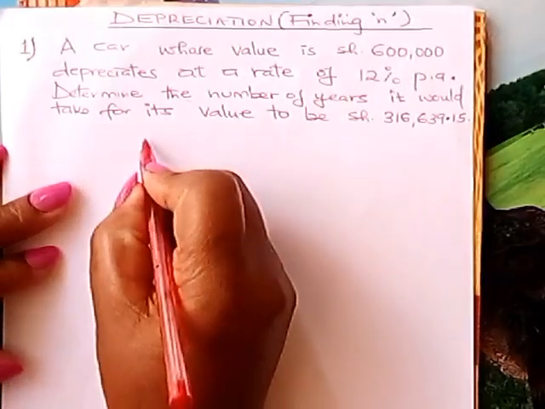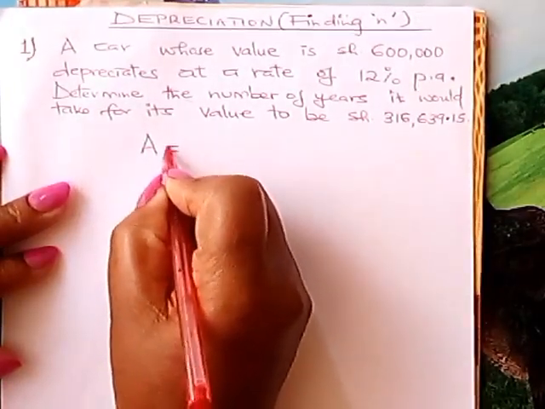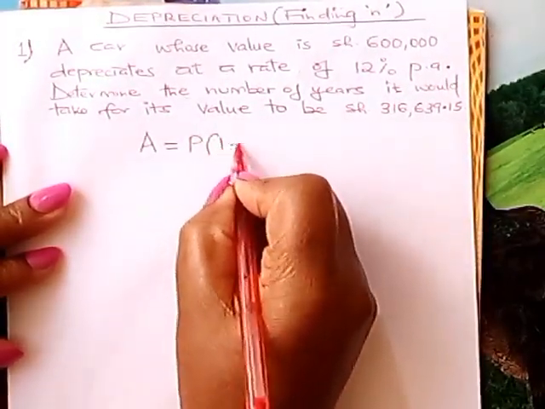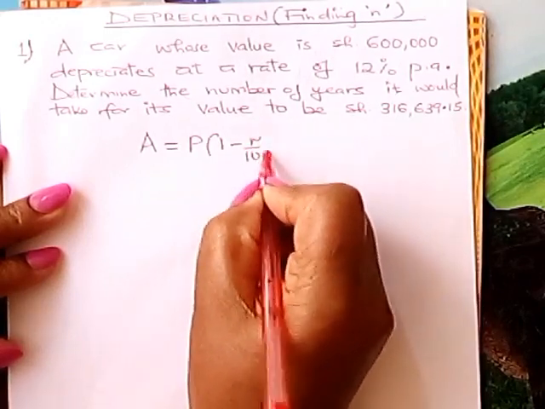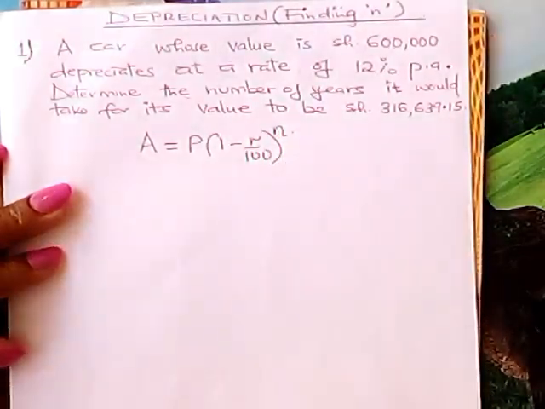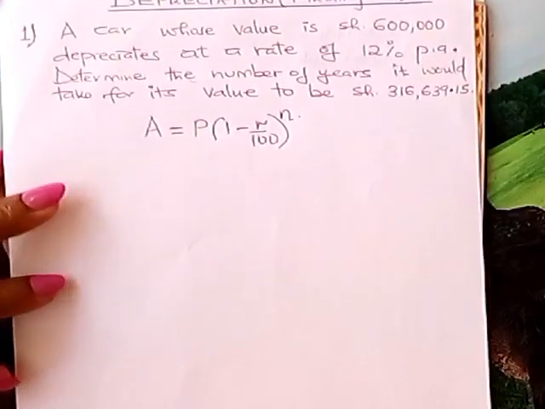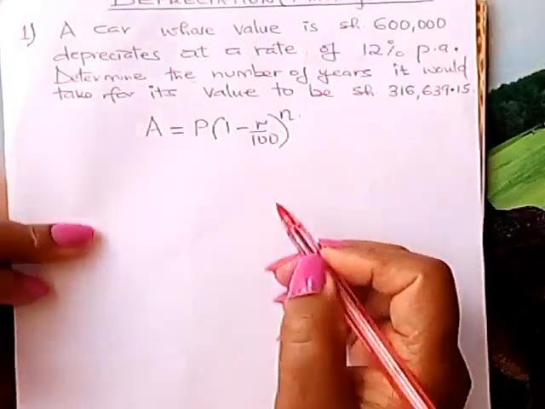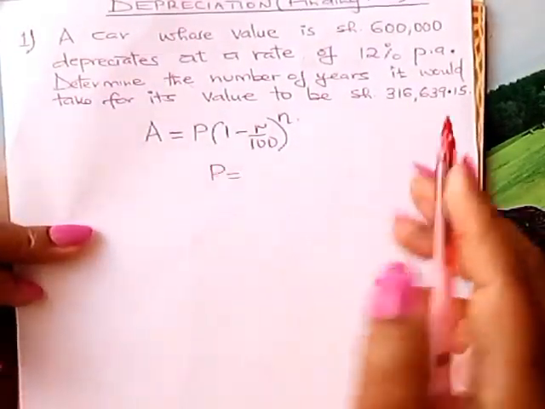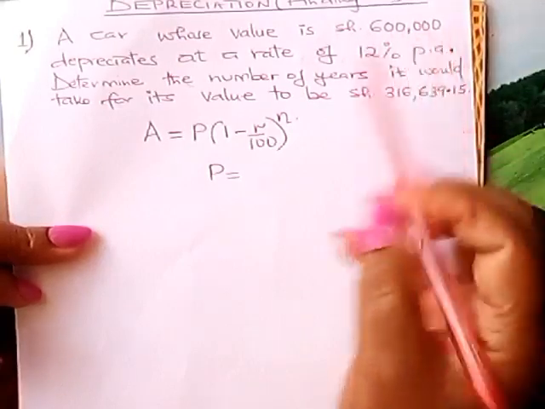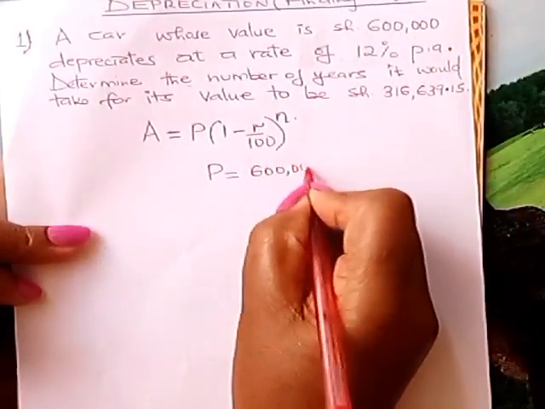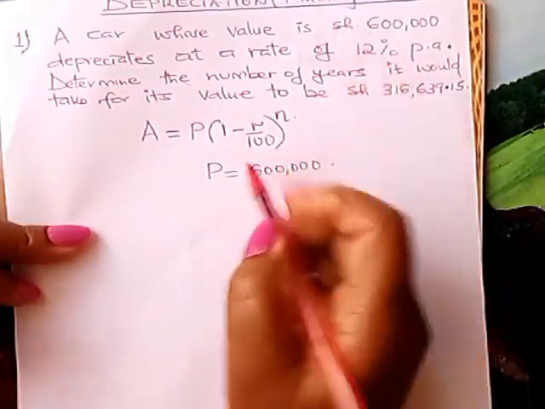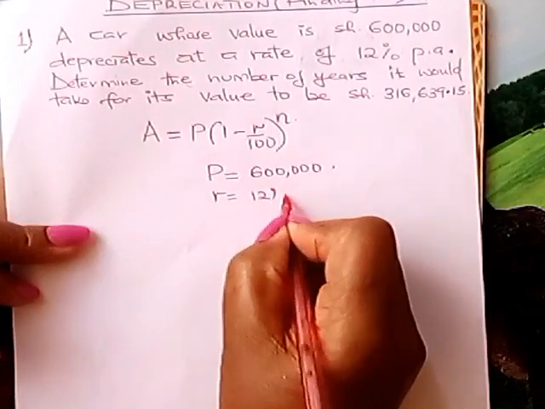So depreciation, learner. We have the formula for depreciation, and the formula is A is equal to P in brackets 1 minus R over 100, everything raised to N. So this is the formula, learner. So what is our P? Our P is the original price of the car, 600,000. What is our R? Our R is the rate. The rate, learner, is 12%.